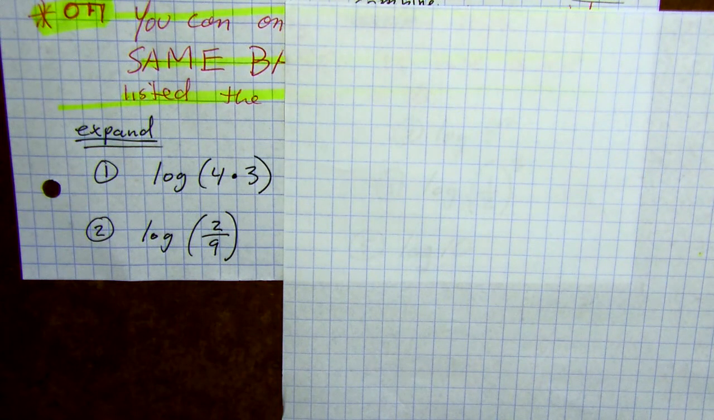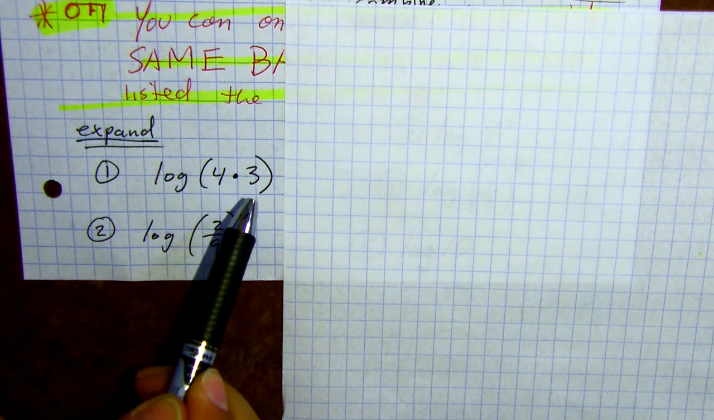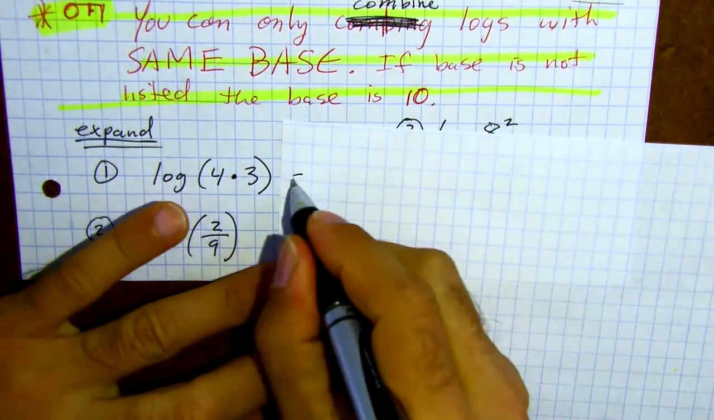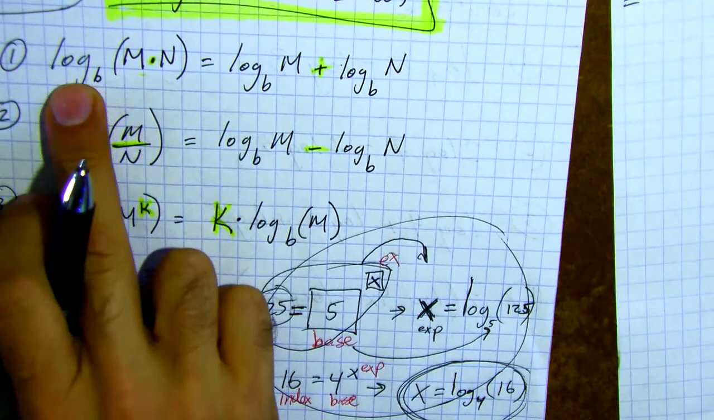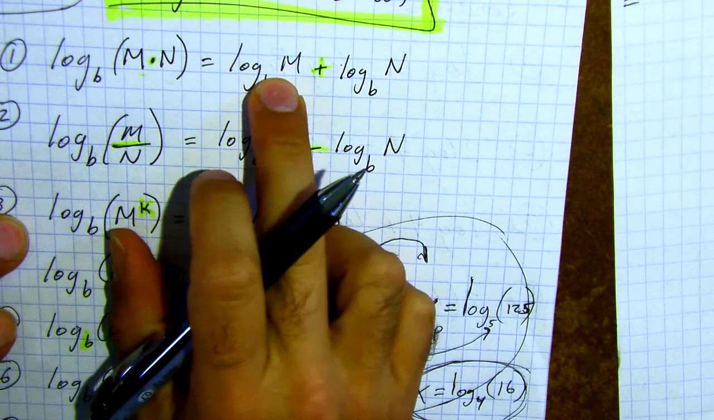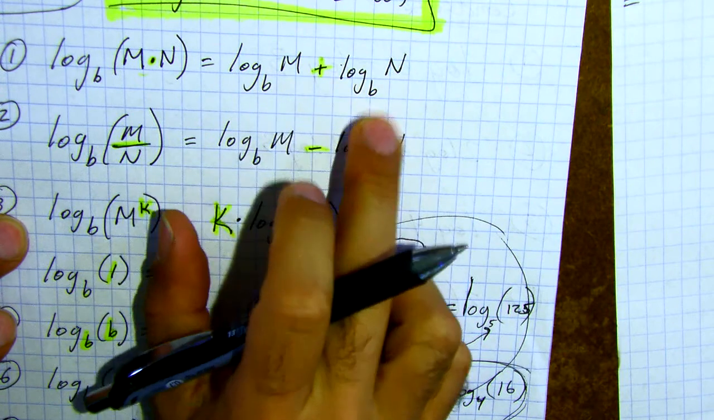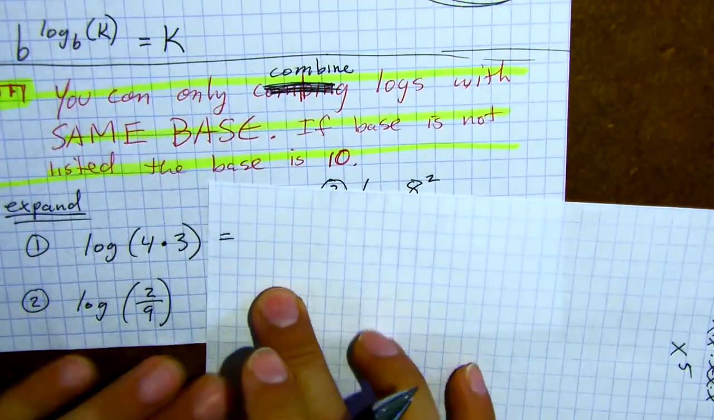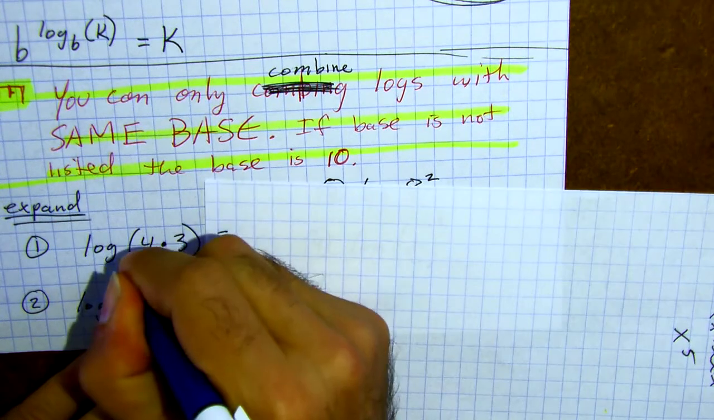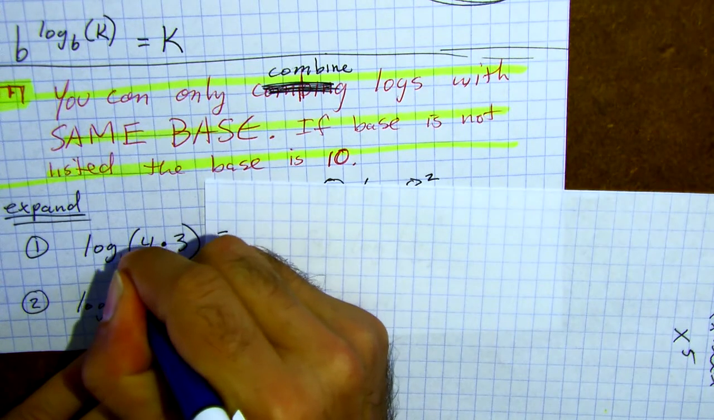Nope. Okay, so log of 4 times 3, go ahead and just make an equal sign here. And this is equal to, looking at the first law, log base b of m times n is going to be log base b of m plus log base b of n. And again, we aren't told what the base is, so right here I can assume that this is a base 10. And if it's a base 10, you don't even have to put it.